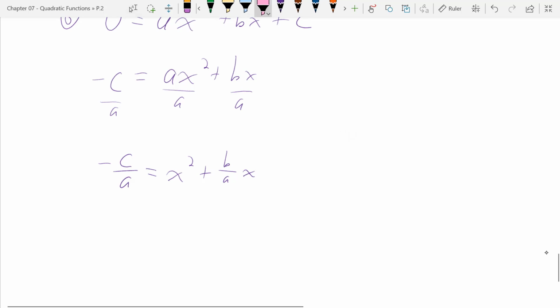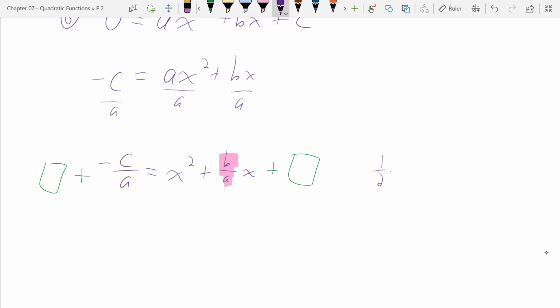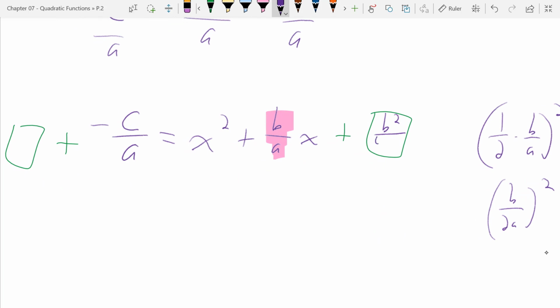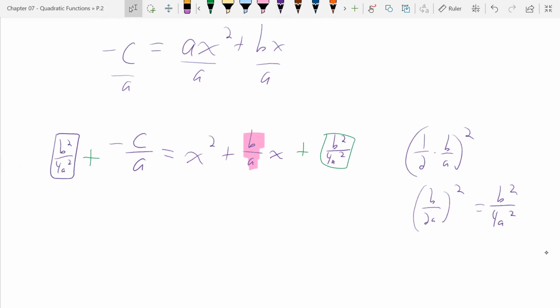The thing that we needed to add to both sides to complete the square was half of the middle term, squared. So I'm going to do half of b over a and then square it. And that's what I'm going to add to both sides. Well, that's the same as b over 2a squared, which is the same as b squared over 4a squared. So I'm going to add b squared over 4a squared to the left side and the right side. This looks complicated, I know, but it should make sense about what I added to both sides. It was half of the b over a and then squared.